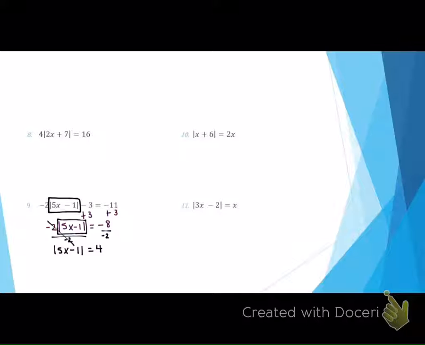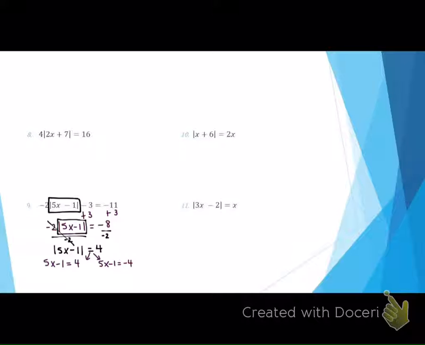So Blaine, it's okay, I'll wait. When you're ready, let me know. What are your 2 equations? 5x minus 1 equals 4. And? 5x minus 1 equals -4. Perfect. So you can go to the right 4 or to the left 4.